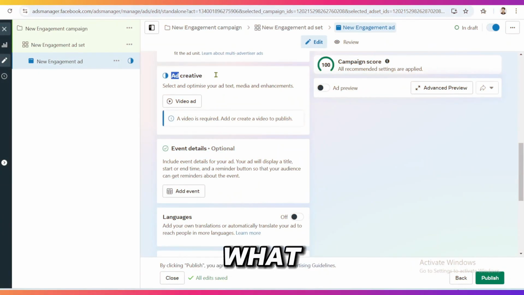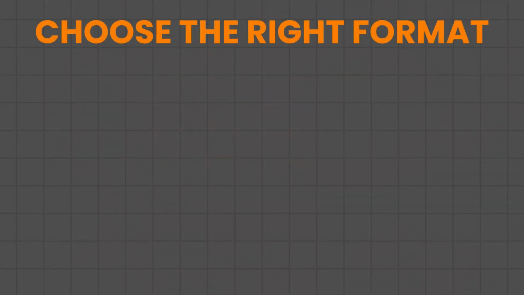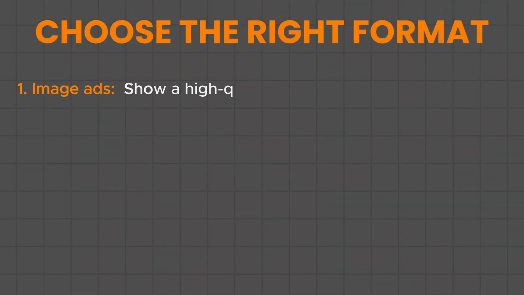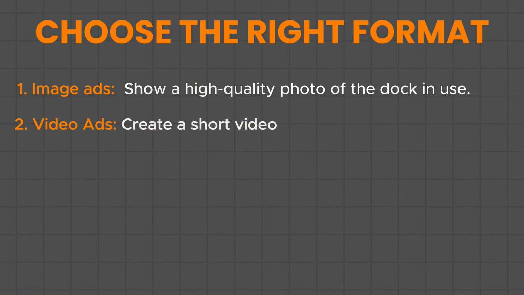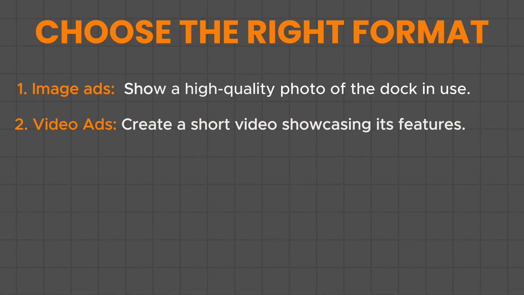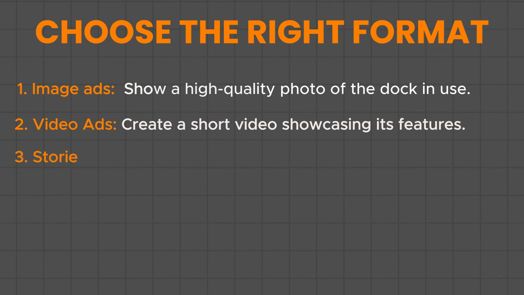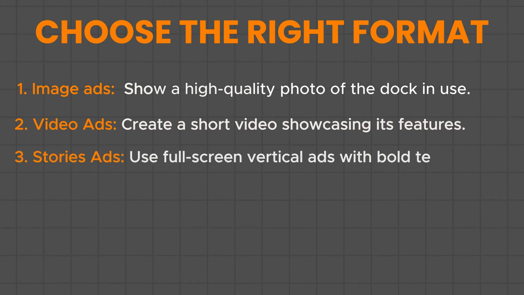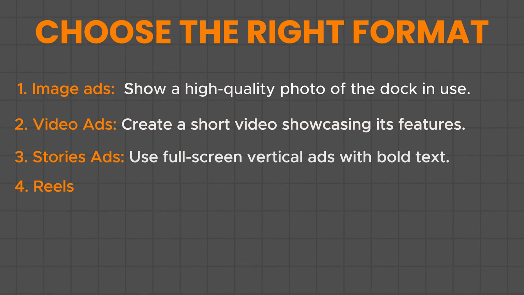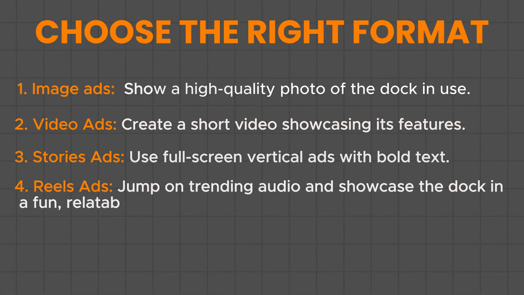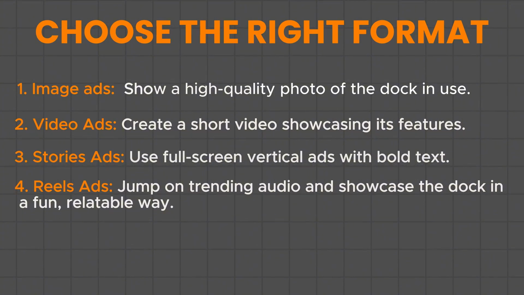Your ad creative is what grabs attention. Here's how to make it stand out for your phone charging dock. Choose the right format. For image ads, show a high-quality photo of the dock in use, like someone charging their phone at a coffee shop. For video ads, create a short video showcasing features like its compact design and compatibility with multiple devices. For stories ads, use full-screen vertical ads with bold text such as "Charge smarter, live better." For reels ads, jump on trending audio and showcase the dock in a fun, relatable way.